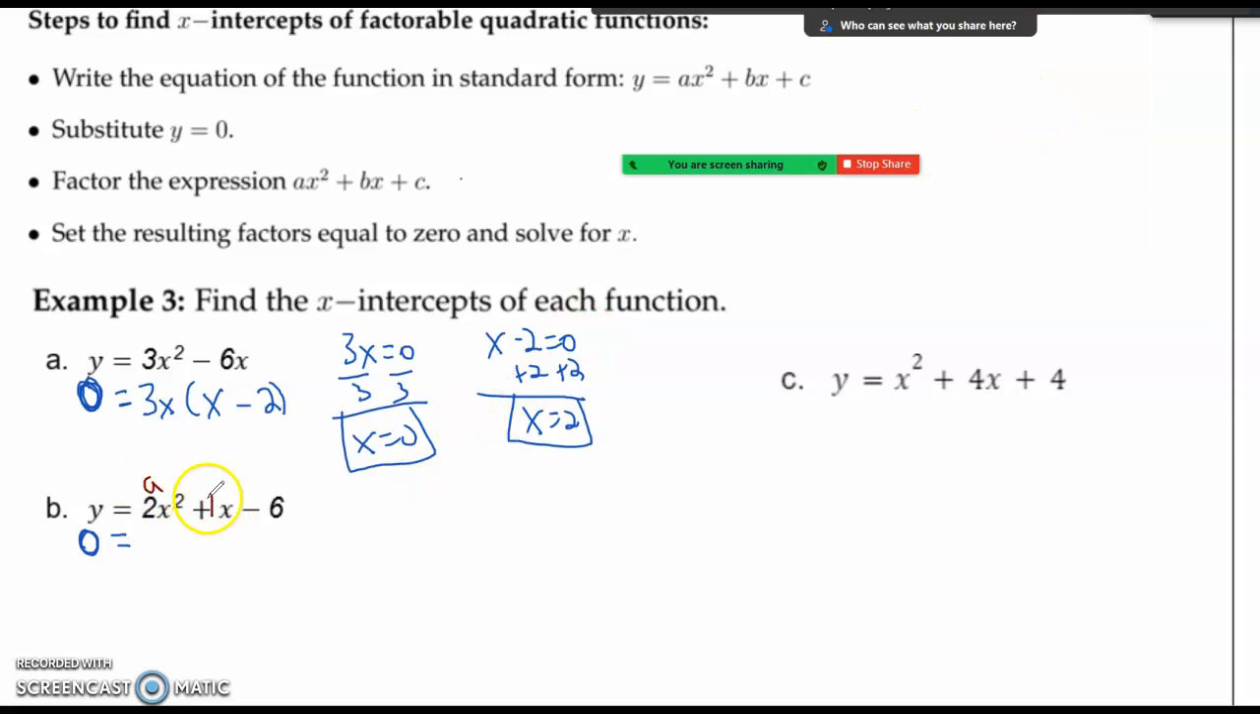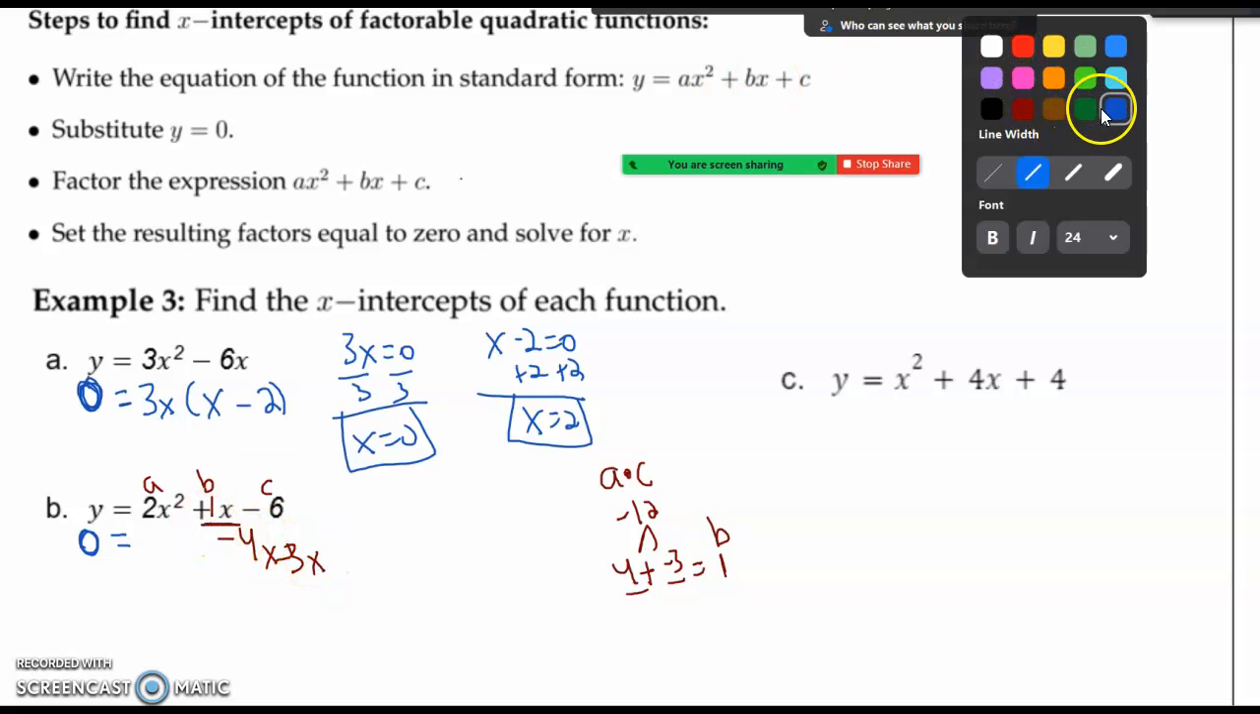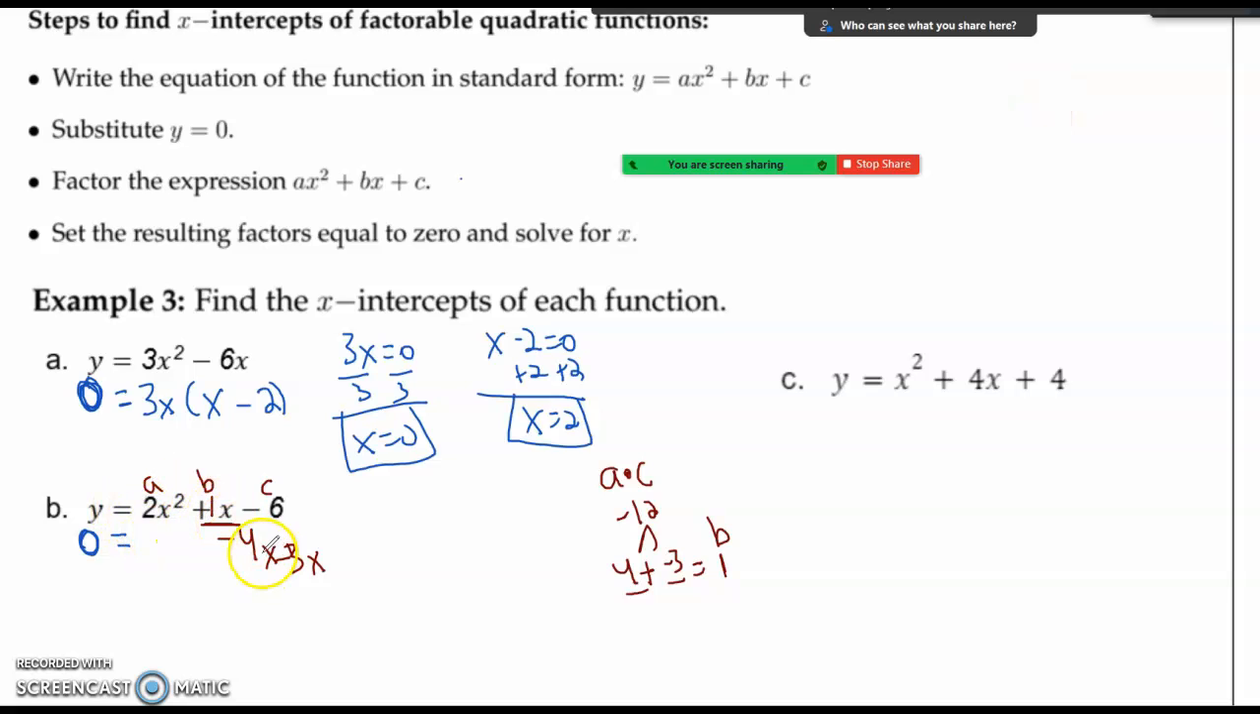Here's my A. My B is a 1. My C is negative 6. A times C is negative 12. So it multiplies to negative 12, but adds to my B of 1. I'm going to try 4 and negative 3. So I'm saying that 1x is the same as 4x minus 3x. I'm going to write this a little better.